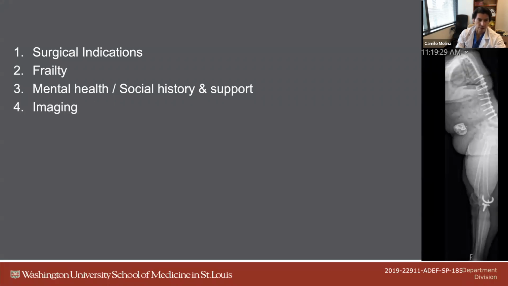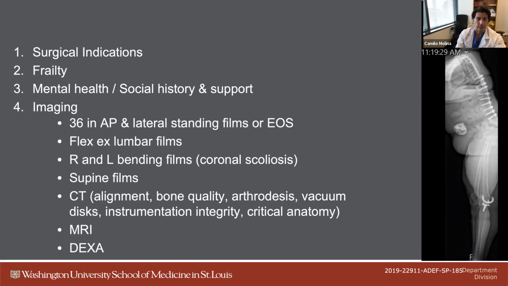And then the interesting stuff, the imaging. For every single one of these patients, I get 36-inch AP and lateral standing films. We have EOS at our hospital, which I really love, because not only do you see the entire spine, but you can see what the hips, the knees and the ankles are doing, because those are the last compensatory mechanisms that people have when they're completely failing from a sagittal balance standpoint.